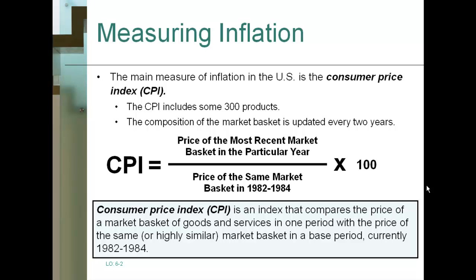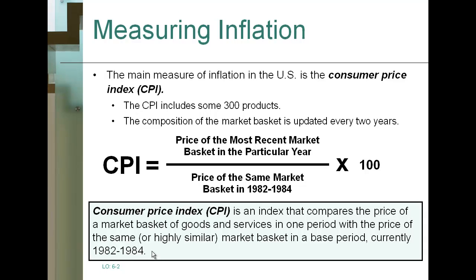Well, it includes some 300 products. Now you're probably saying, which products? Well, it's products that are typically used by the average consumer. We're going to go into the BLS website, which discusses more about the CPI in a second. Let me first just read this basic definition here.